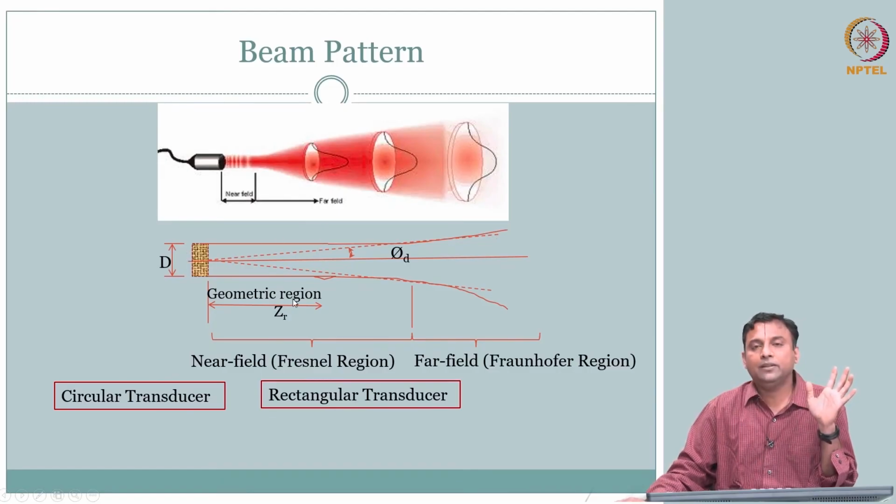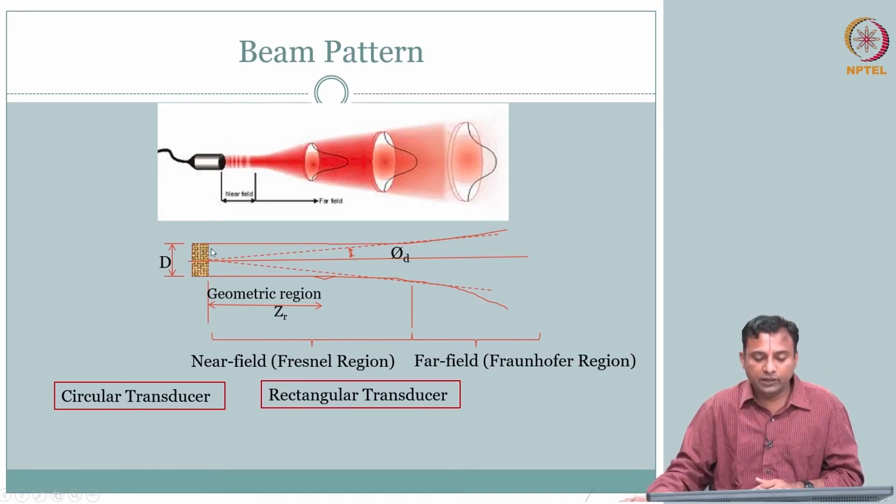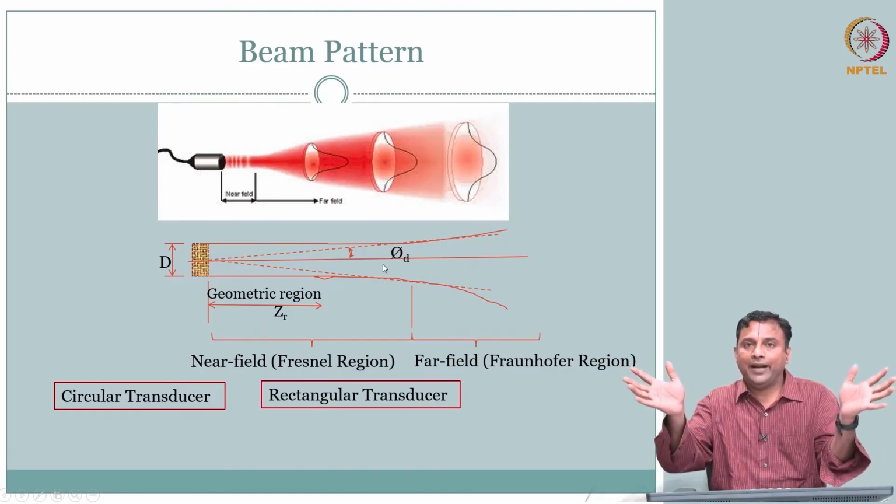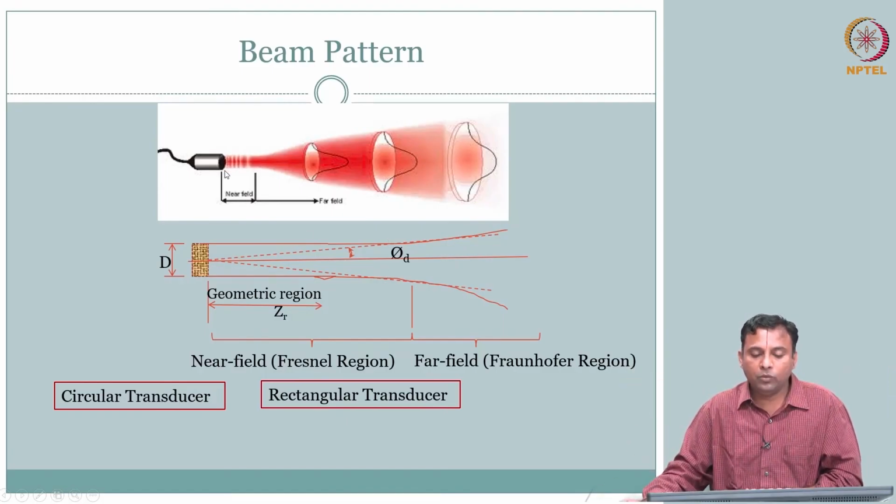There is a geometric region. There are key terms that we will encounter. What is called a near field or Fresnel region. Essentially you have your thickness mode of your crystal. It is sending out a pressure wave, it is doing this, but after some distance it starts to spread out, widen, right? The region over which it is still holding on is your geometric region, and then you have what is called the near field, near to the transducer.